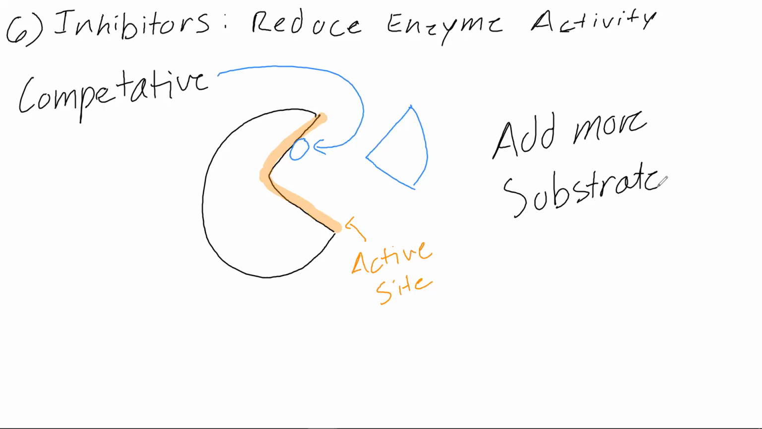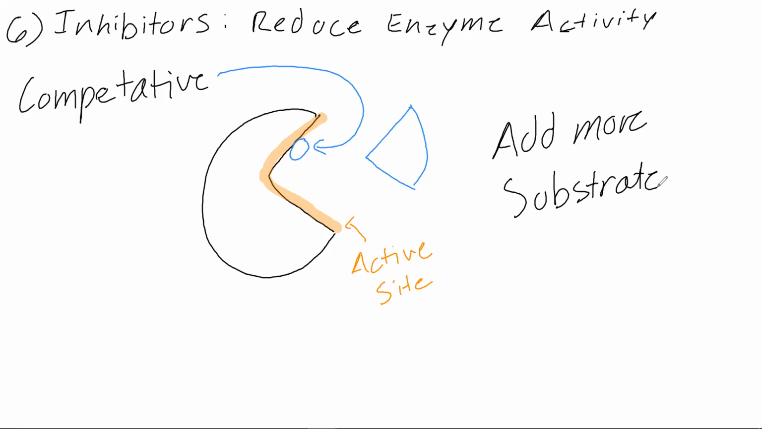It just works. Wouldn't the substrate not fit on the site? Your competitive inhibitors won't affect every single enzyme. Remember, you have multiple. So if it's blocking one, just add more. Let the other ones pick up the pace. Does that make sense? Can I move on to the next one?